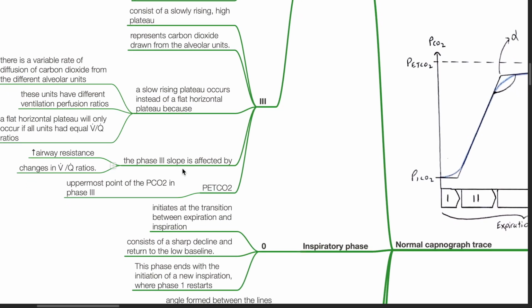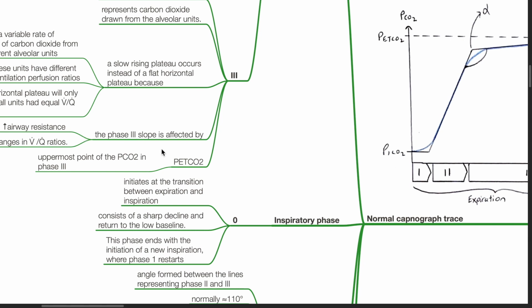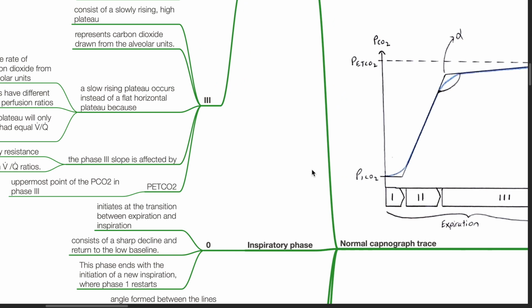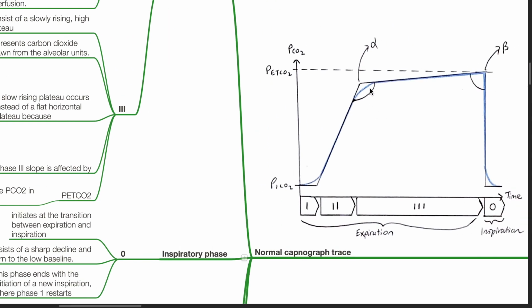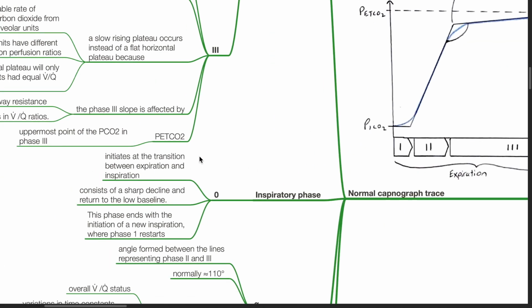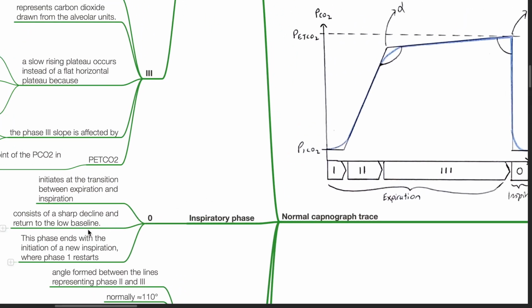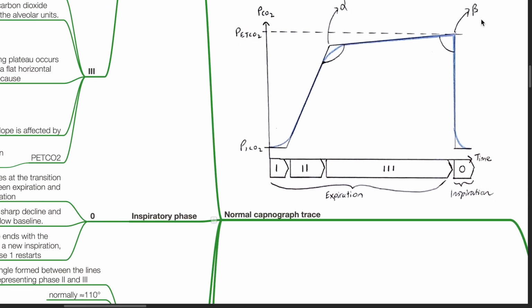The phase 3 slope is affected by increased airway resistance and changes in ventilation perfusion ratios. And the uppermost point of the PCO2 in phase 3 is the PETCO2. This is phase 3. Phase 0 initiates at the transition between expiration and inspiration and consists of a sharp decline and return to the low baseline. This phase ends with the initiation of a new inspiration where phase 1 starts again. This is phase 0.